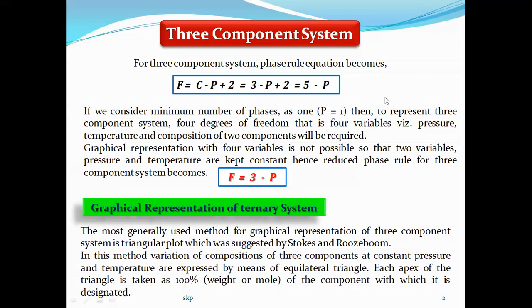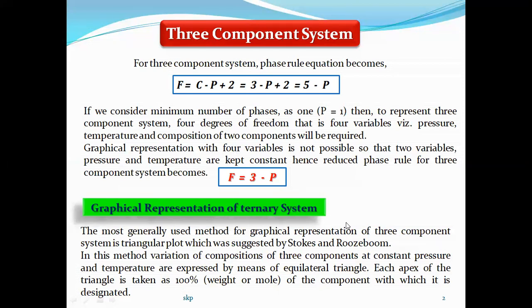So because of that reason, two variables, pressure and temperature, are kept constant, and hence the reduced phase rule for a three component system will be F is equal to 3 minus P. So this will be the modified phase rule equation for the calculation of degrees of freedom when the system is of three components. Now let us see how the graphical representation for this ternary system can be done.